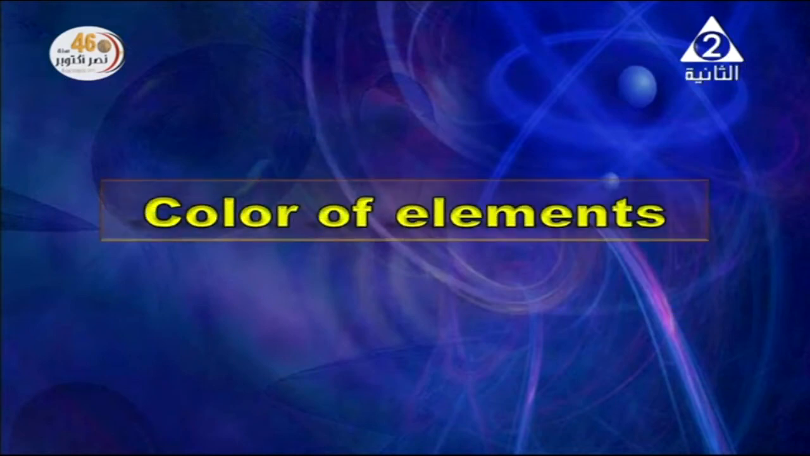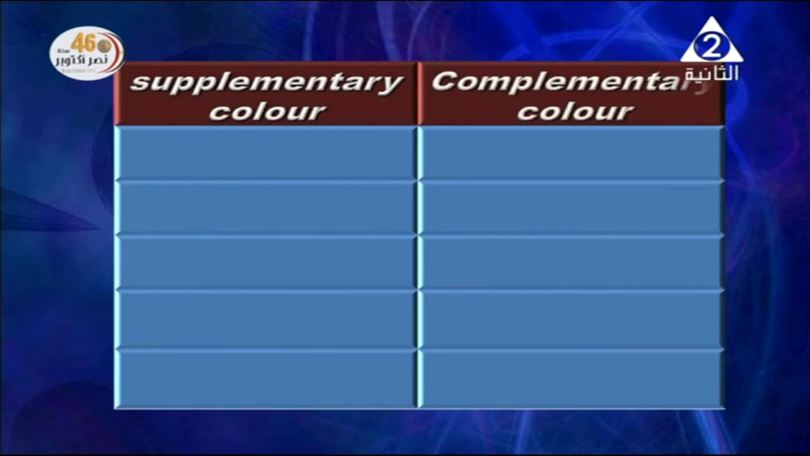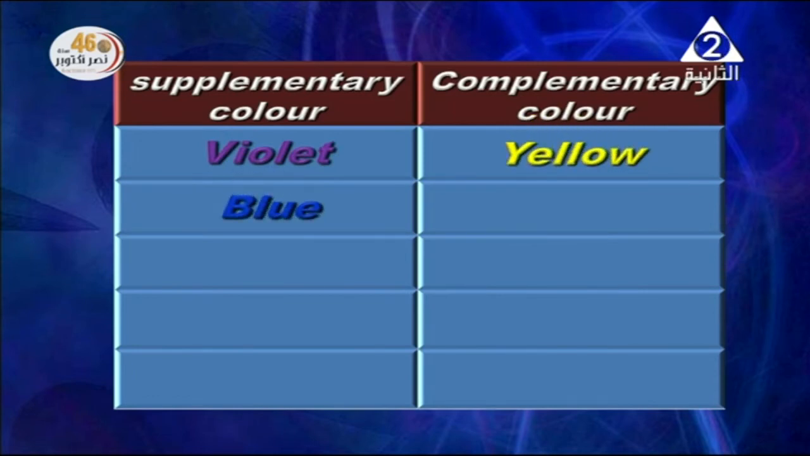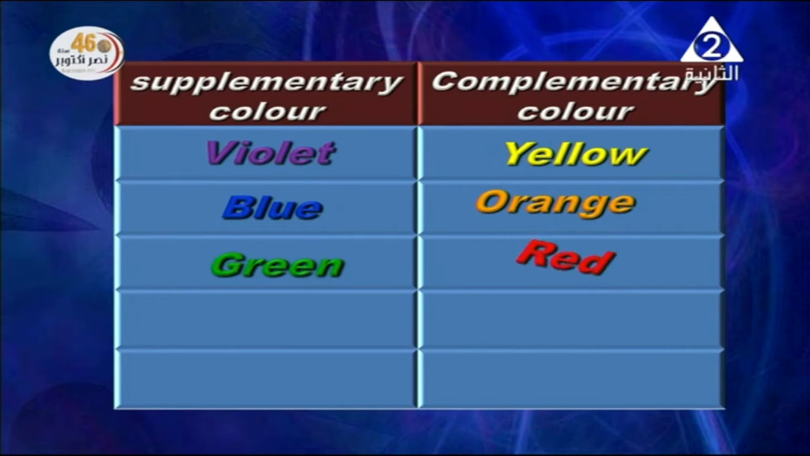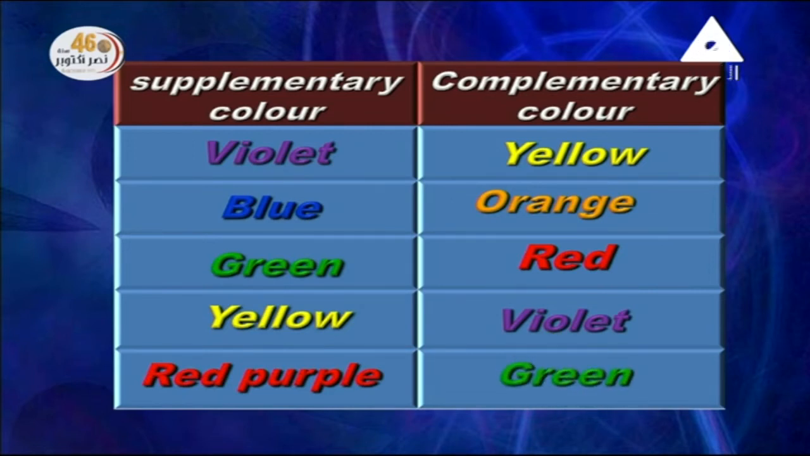My dear student, to know the color of the elements, we have to know the supplementary color and the complementary color. If the supplementary color is violet, the complementary color is yellow. If the supplementary color is blue, the complementary color is orange. If the supplementary color is green, the complementary color is red. If the supplementary color is yellow, the complementary color is violet. And if the supplementary color is red-purple, the complementary color is green. You have to keep these colors, my dear student.